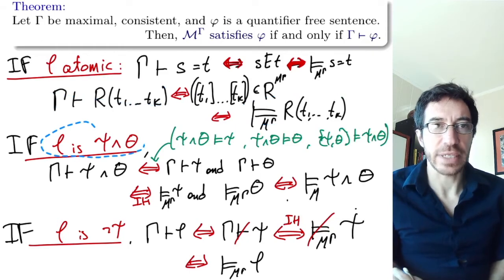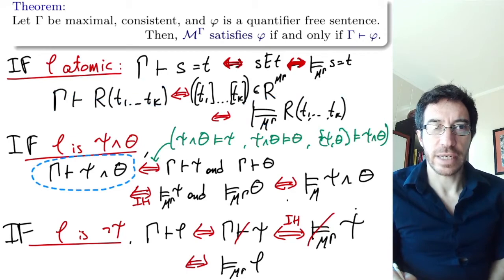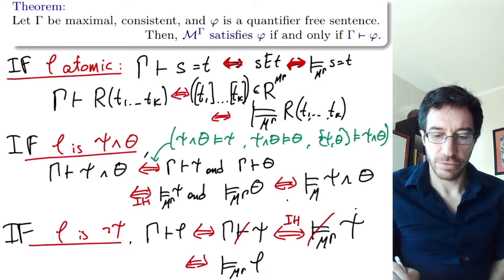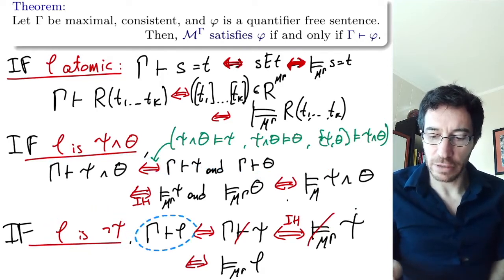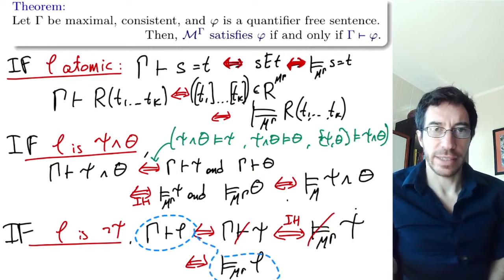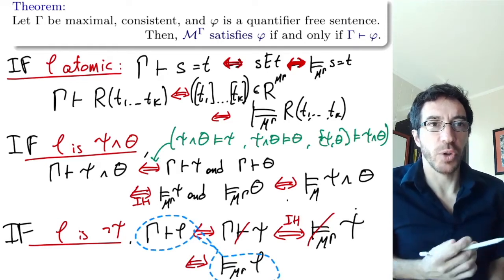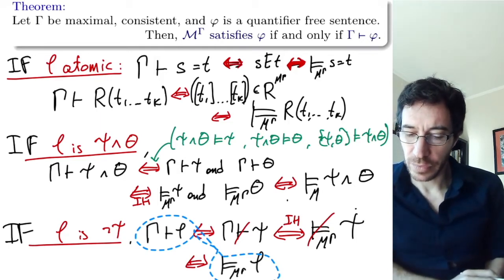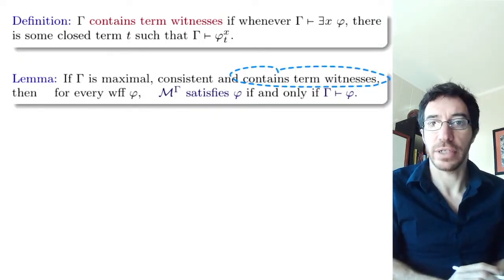If phi is of the form psi and theta, then we prove that gamma proves psi and theta if and only if psi and theta are true in the term model. If phi is of the form not psi, then gamma proves phi if and only if it's true in the model, and that's where we use the maximality and the consistency, very importantly. So those are the cases, and the other connectives just follow directly from these ones, right? Because they can be defined in terms of these. So essentially, all we have left is the quantifiers.